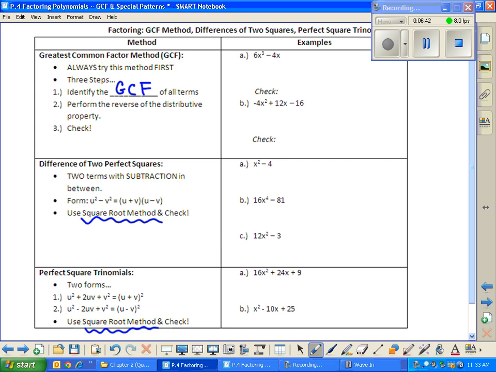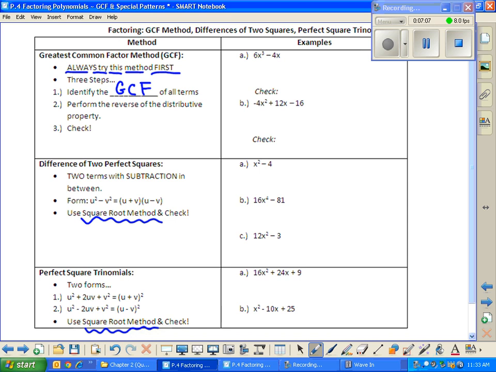Step one in every single factoring problem that we do together as a class is to always try this method first. You always have to try to take out a greatest common factor, because if it's in there and you try any other method that I teach you, it will mess up your day. So please make sure that you always try the greatest common factor method first.